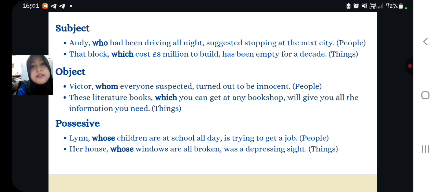And for possessive, Lynn, whose children are at school all day, is trying to get a job. Whose is for people and possessive. And next, her house, whose windows are all broken, was a depressing sight. Whose is for things and possessive.